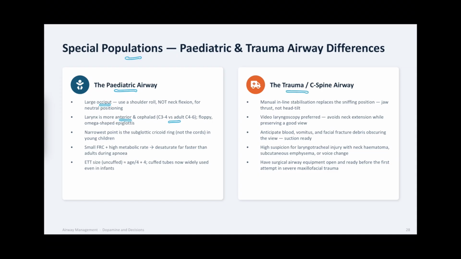When it comes to trauma patients, always assume a cervical spine injury until it is proven otherwise. Use manual inline stabilization instead of a head extension. Video laryngoscopy is often preferred because it minimizes neck movement while improving visualization. Severe facial trauma also introduces another challenge. Blood and vomitus can rapidly obscure the camera lens. Never forget the importance of suction in these patients. A clear view always saves lives.